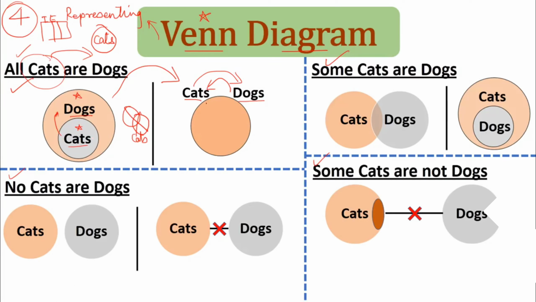So this is the difference. But the statement "all" can be written in this way. This is the first way, this is the second way. Remember it. Generally draw the first way only. If you are not able to get the answer, then only go to the second way.